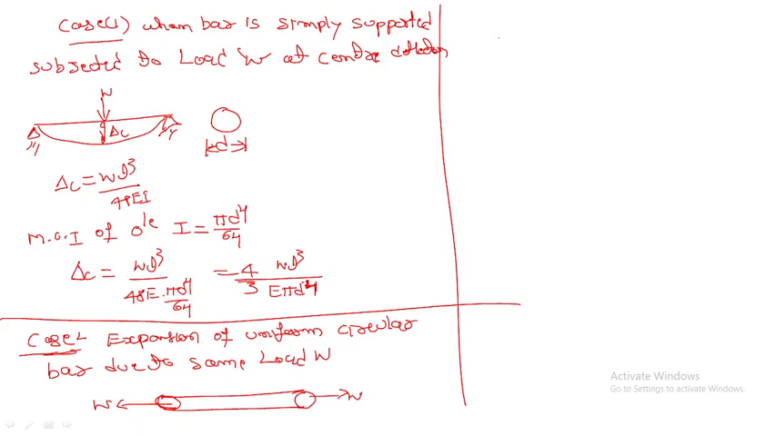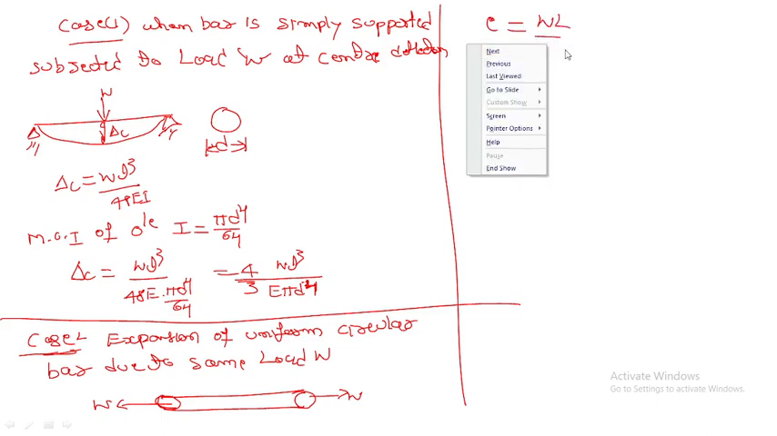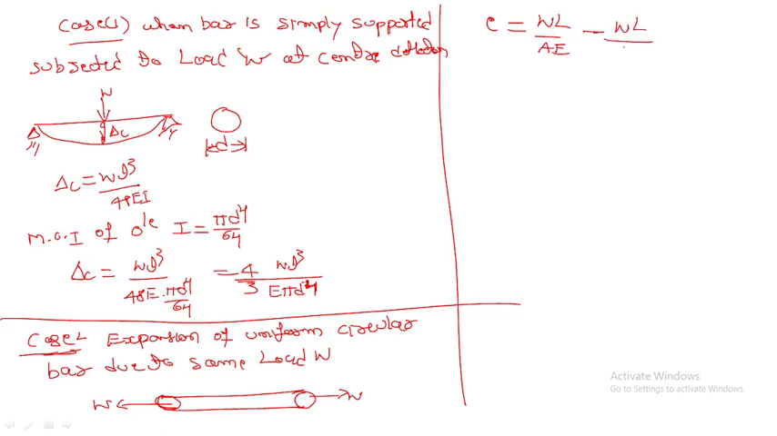So the extension e equals WL by AE. Sorry, WL by AE. So WL divided by pi by 4 d square into E. Right, now this is the condition of the second one.